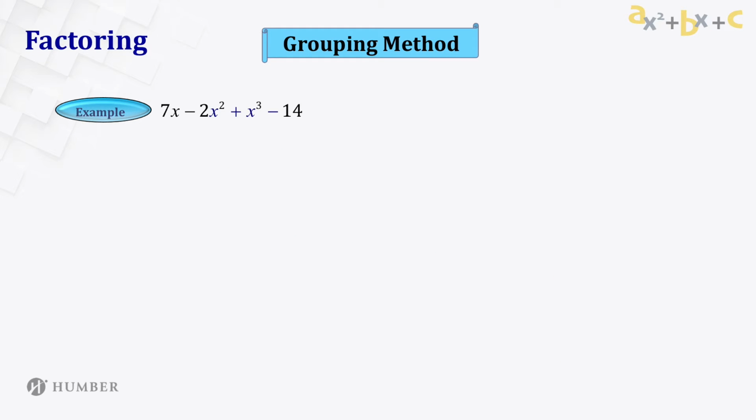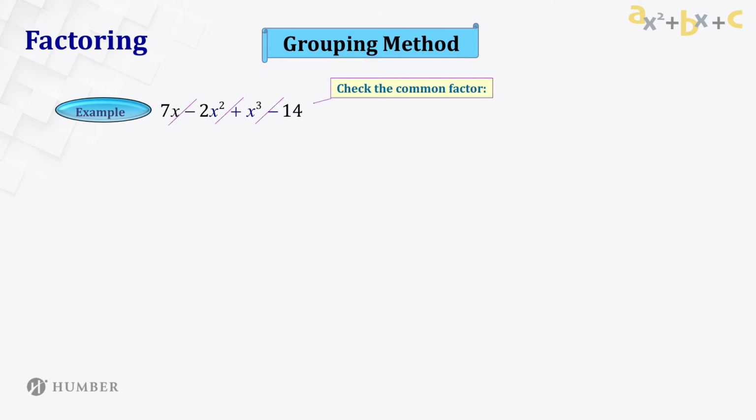Let's explore the next technique, which is called the grouping method. This method is useful when the expression to be factored has 4 or more terms. We can break it into smaller groups with a common factor. Like before, we begin this question by first checking for common factors. However, we do not see any common factors here.